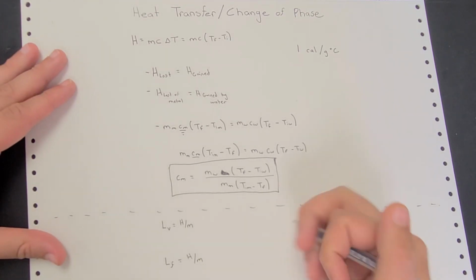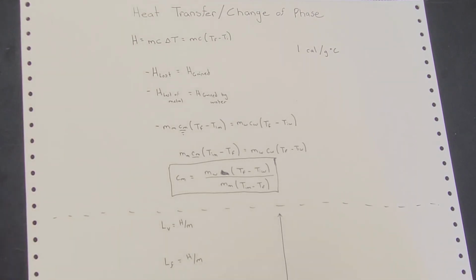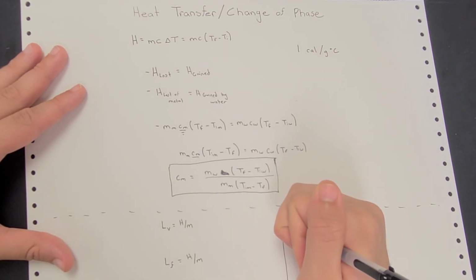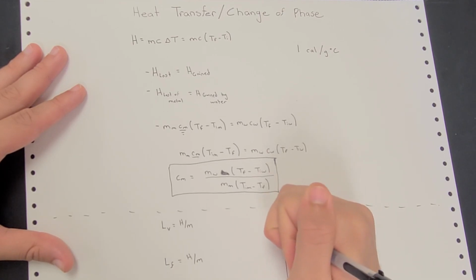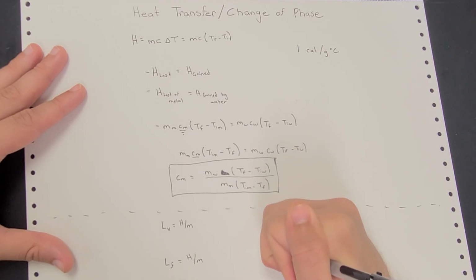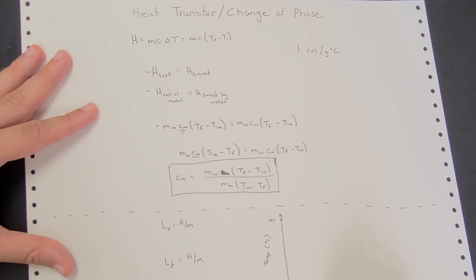So if we were to graph this, what might this look like? We're going to be looking at two different materials today, water and another material called naphthalene. What we're going to do is heat both of them up to some high temperature, around 100 degrees Celsius. On our y-axis here, we'll have temperature in degrees Celsius. On our x-axis here, we'll have time in minutes.